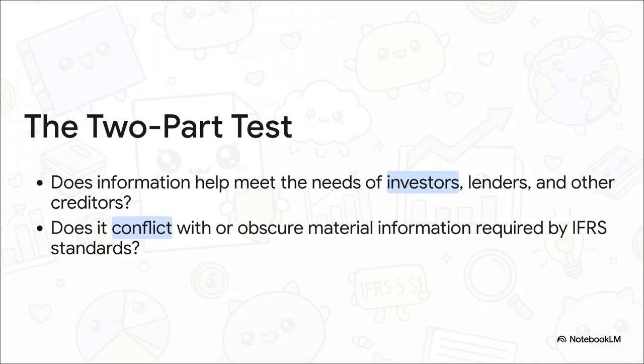So I want you to use this simple two-part test. For any piece of info, ask yourself: 1, does this actually help my investors understand a risk or opportunity that could affect our company's future? And 2, does adding this information conflict with, or worse, just hide or confuse the main stuff that IFRS requires? The answer to the first question has to be a clear yes, and the answer to the second has to be a definite no. No exceptions.